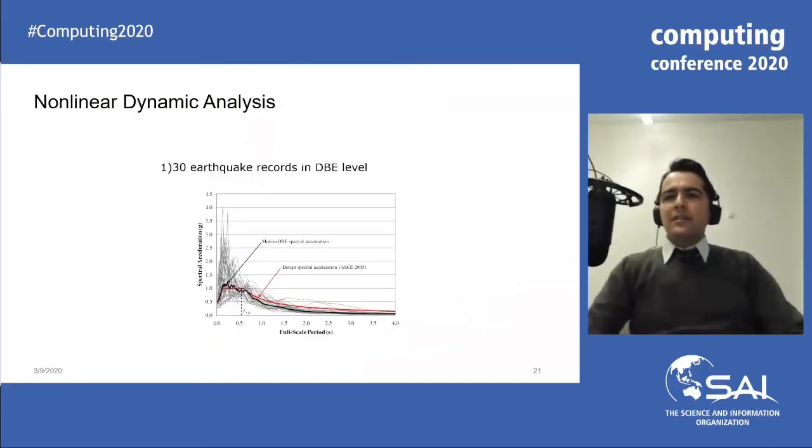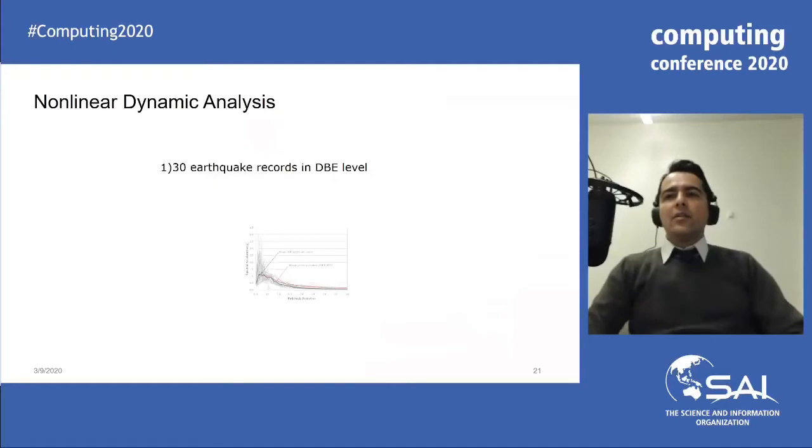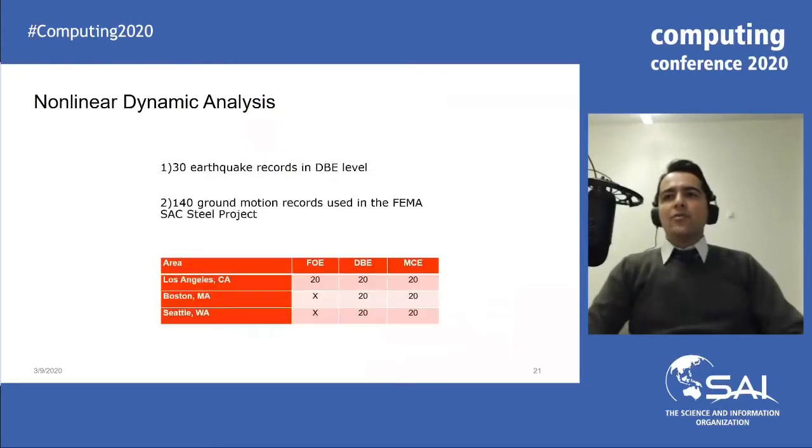So this problem is very high dimension, and I needed to select some of these features. First, let's go through how I did the analysis. I applied 30 earthquakes at the DB level and 140 earthquakes I borrowed from this project. So in total, 170 earthquakes applied to each of these structures. And using genetic programming, I want to predict the response of each of these earthquakes.